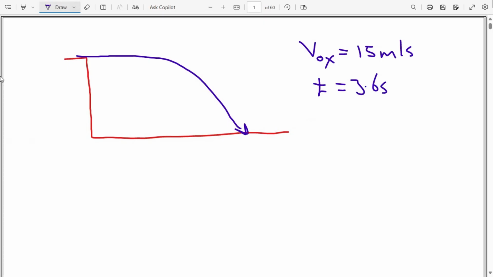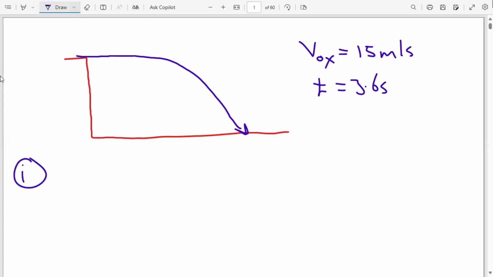So for part one, I'm sure by now we're supposed to know that the velocity in the x-axis does not change because there is no other force or acceleration that acts in the horizontal axis. So the same velocity you have at the initial point is the same velocity that you're going to have at the final point. Which means the final velocity in the horizontal axis is still going to be equal to 15 meters per second.